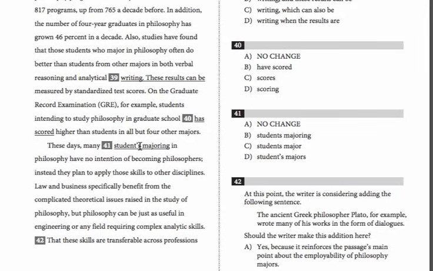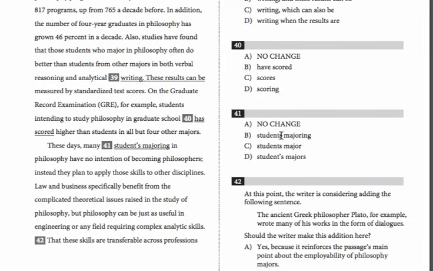Oh, God. Okay. Here's the issue here. This is an apostrophe after the T saying that it's the student, the singular student's possession, right? Like the student's backpack, right? So automatically, many students, right? That automatically doesn't work because many is plural, and then this is a singular. So many reasons why this is dead, right? These days, many students majoring in philosophy have no intention of becoming philosophers instead.